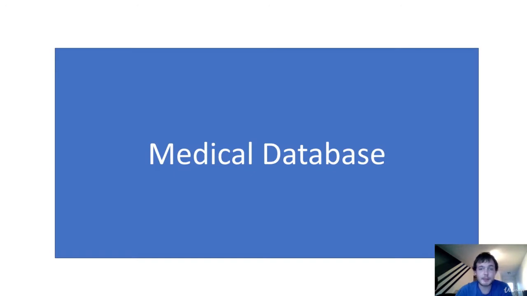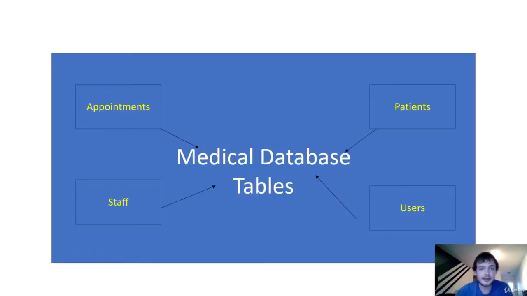Let's pretend we have a medical database, and in this medical database we have appointments, patients, staff, and users. Well, a database holds what's known as tables. A table is basically a subcategory in a database where you can store data. So for example, a medical database would have an appointments table which will hold all the appointments of the users of the medical database.